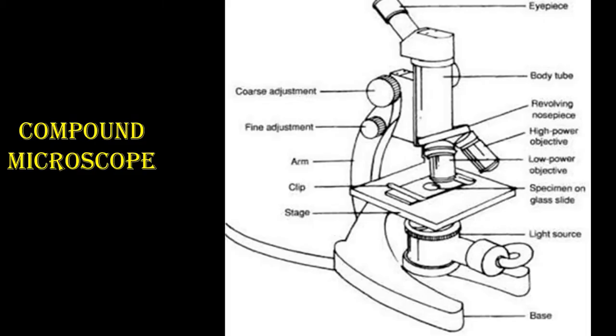Here is the next part, that is, the structure of the compound microscope, after completion of the dissecting microscope. We covered three points of the dissecting microscope: the structure, then the principle and application of the dissecting microscope. We'll see the next, that is the compound microscope, with the same points.